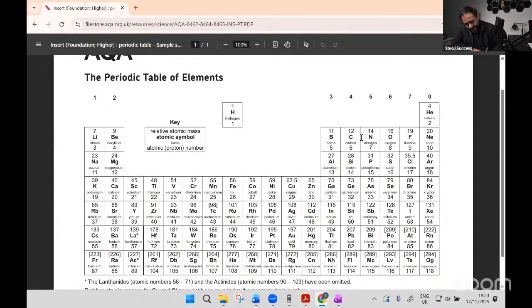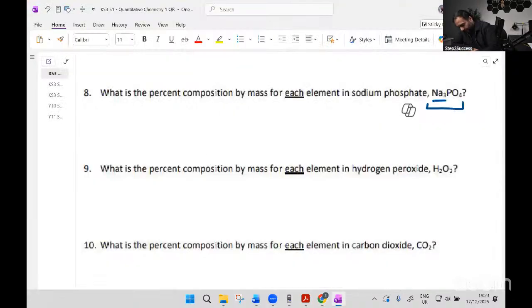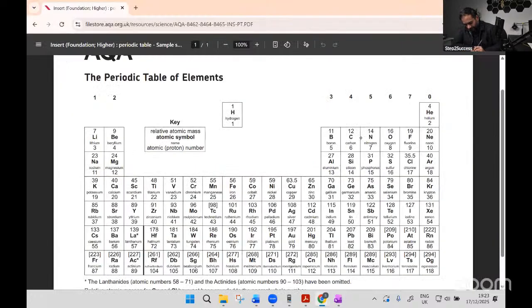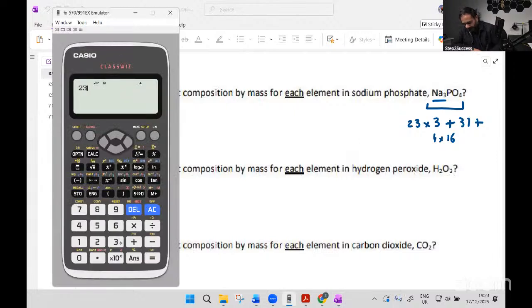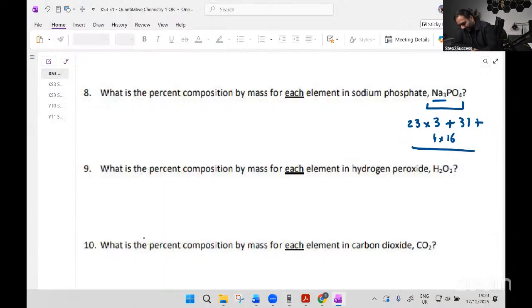So Na on the periodic table has a 23 on the top. You see that there? 23. So you do 23, there's three of them, times three, plus P, you have to go find P on the periodic table, which is there, 31, plus oxygen, which I know is 16, and there's four of them, 4 times 16. So 23 times 3 plus 31 plus 4 times 16. Right. The relative formula mass of this is 164.